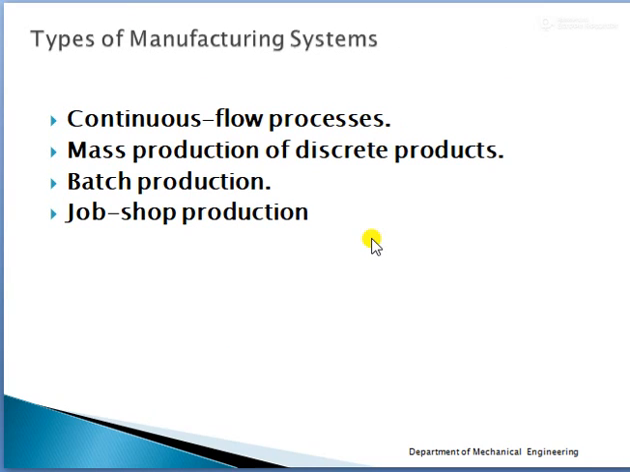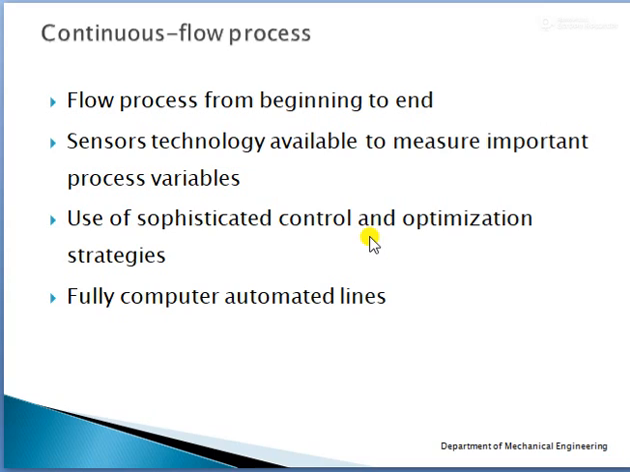Let us see the types of manufacturing system. In types of manufacturing system, we have continuous flow process, mass production of discrete products, batch production, and job shop production. Let us see the continuous flow process.